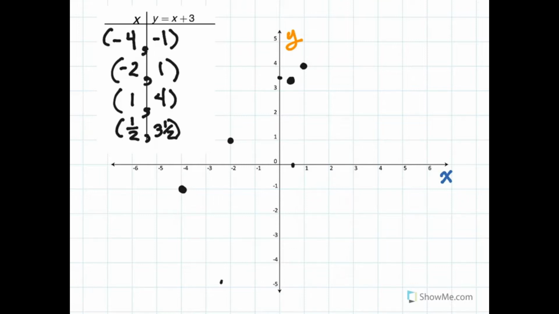Well, I could keep doing this all day. There's infinitely many numbers on the number line. So to make my graph show all the solutions, I can connect the dots, so to speak, and every point on this line is a solution to the equation y equals x plus 3. So I can randomly choose any point I like. How about this one? Well, x is -5. -5 plus 3 is -2. And so this point, (-5, -2), is also a solution to the equation.